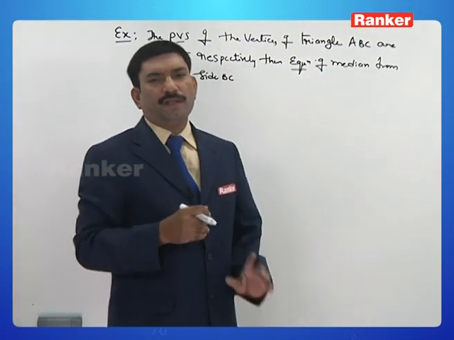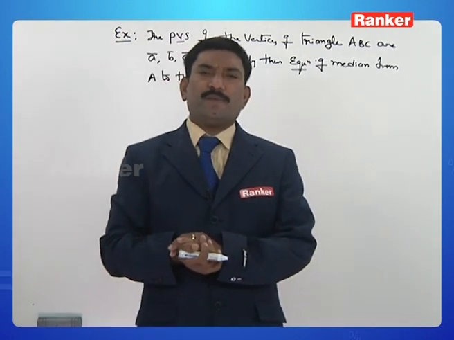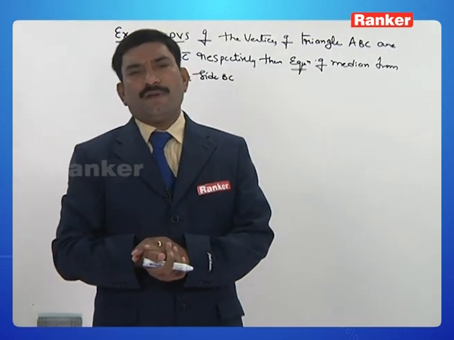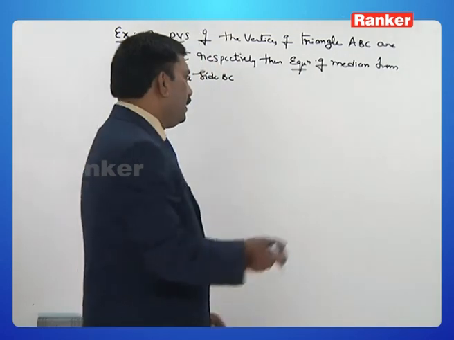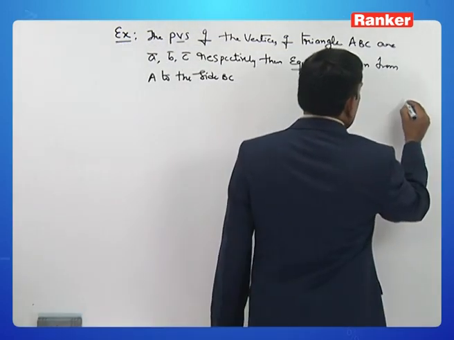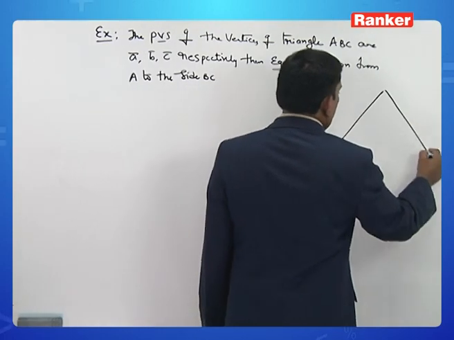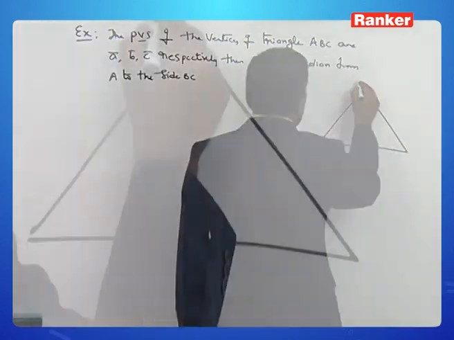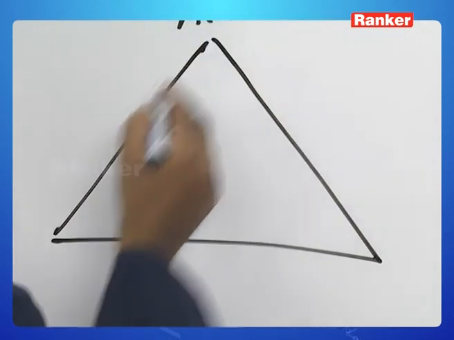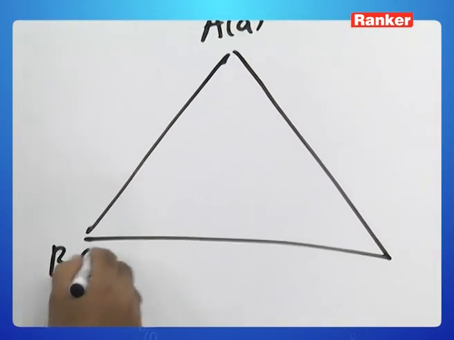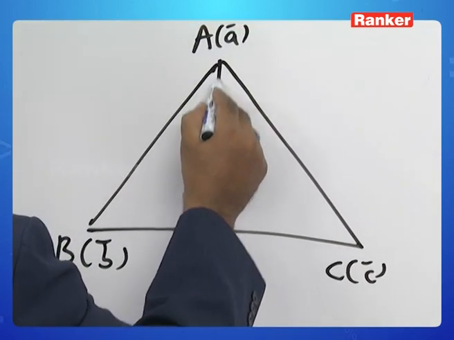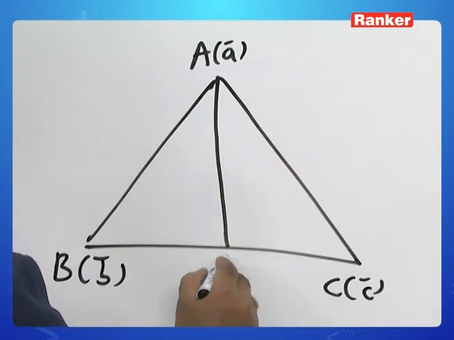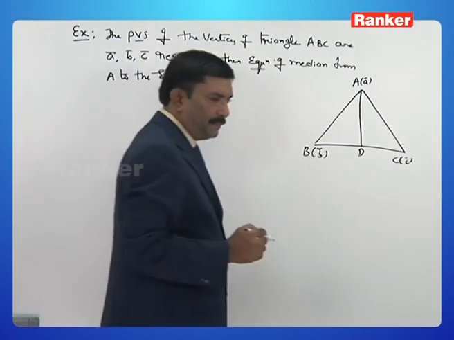How you can apply both: R bar is equal to A bar plus S B bar, or R bar is equal to (1 minus S) into A bar plus S B bar. Now you take this as a triangle. This is A of A bar, this is B of B bar, this is C of C bar. Now this is the median which meets at D.